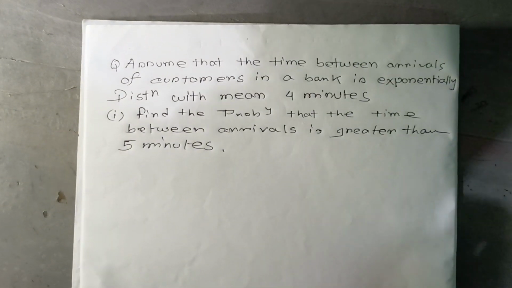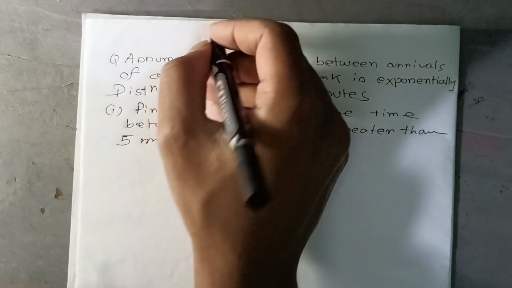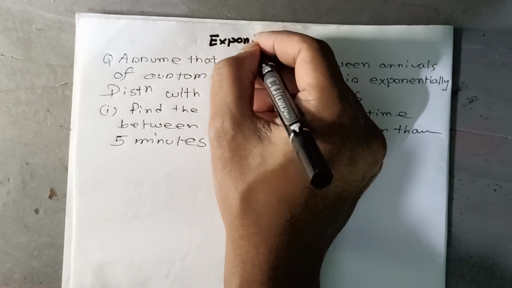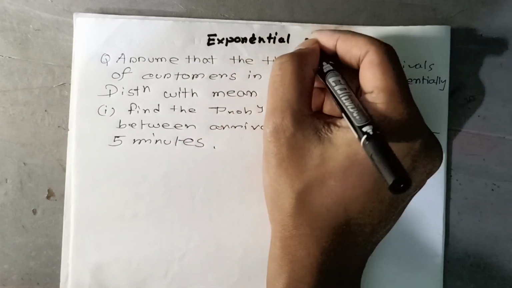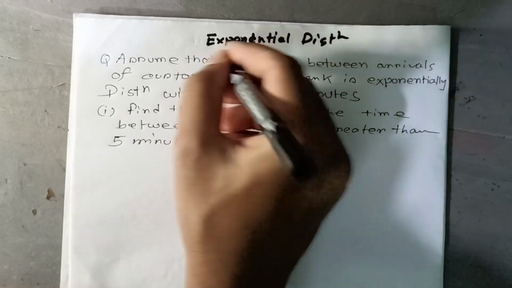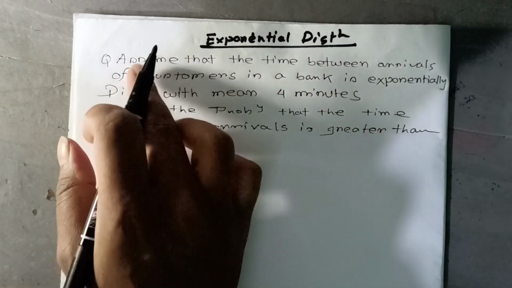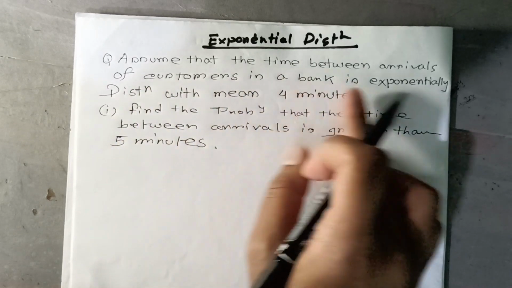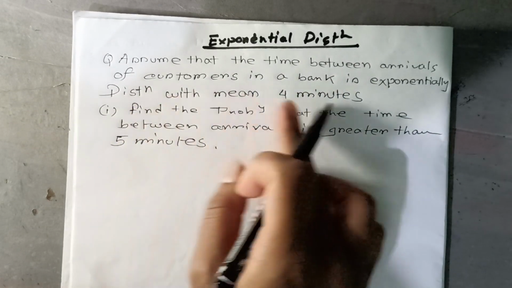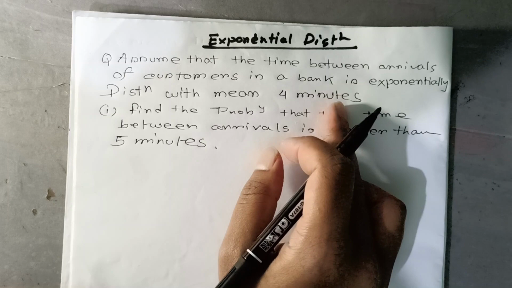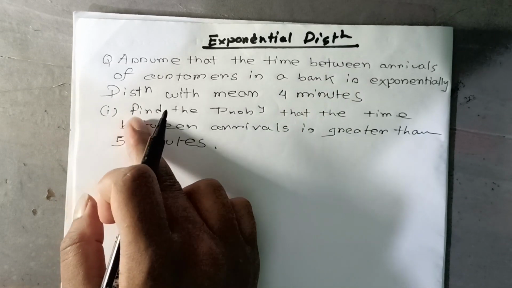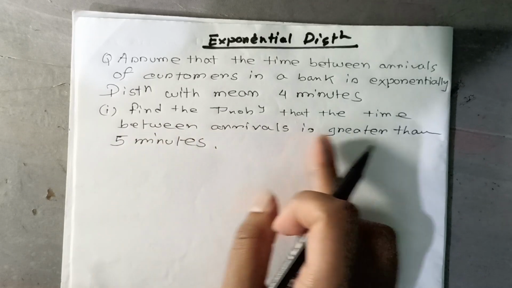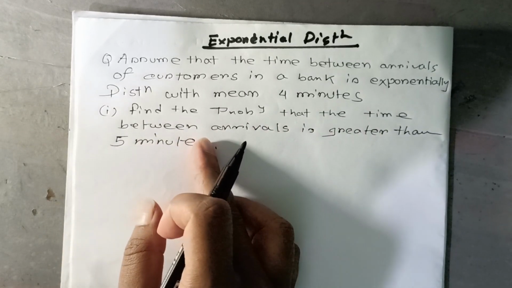Hello everyone. Today we will solve a mathematical example of exponential distribution. Assume that the time between arrivals of customers in a bank is exponentially distributed with mean 4 minutes, and we have to find the probability that the time between arrivals is greater than 5 minutes.